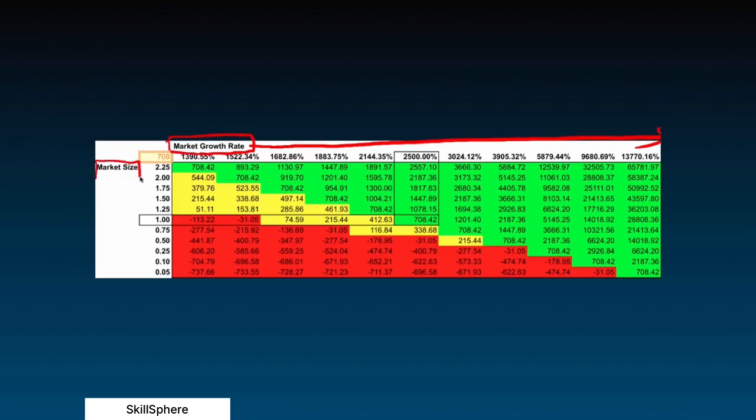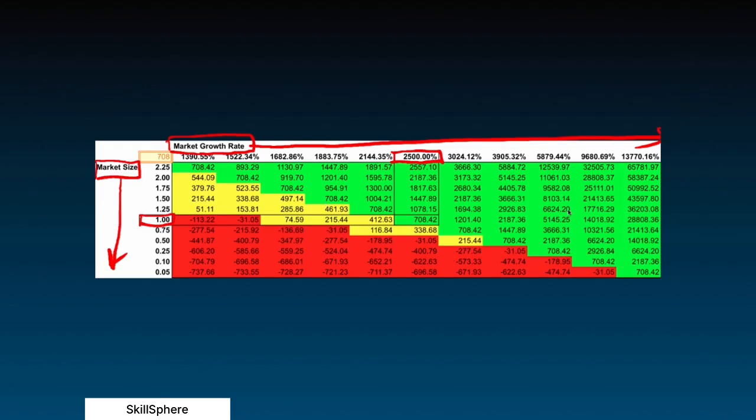I've got market size assumptions here, initial market size. Here's our base case indicated by the black outline boxes. So the initial market size was going to be 1 million units, and we were assuming 2,500% growth in that next year. But what this picture shows is that as that growth varies and as that market size varies, what happens to the valuation?